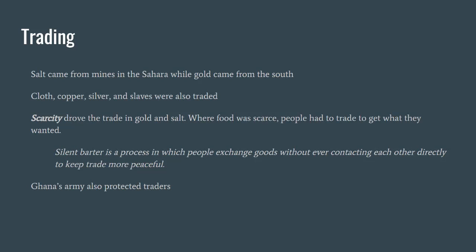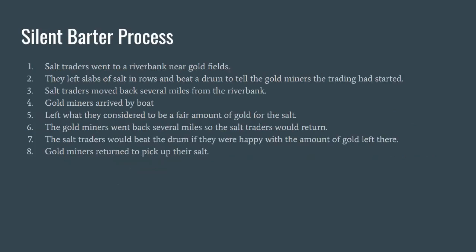And they created this process, this silent barter process, where people will exchange goods without ever talking to each other directly, sometimes without ever even really seeing each other. So this is a really interesting trading idea. And this is how that silent barter process works.